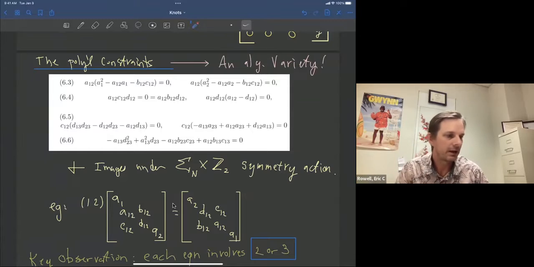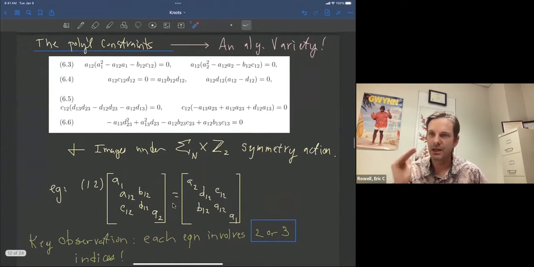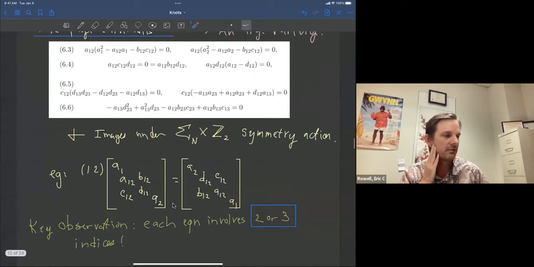So first of all, I've only written a few of them. You should be able to apply your symmetry action and get more, permute these things around a little bit. But the point is, no matter what dimension you're looking at, every equation only involves at most 3 of the indices, regardless of how big a size this thing is. And so that's really useful. That's kind of what makes this even feasible. So that's this key observation.